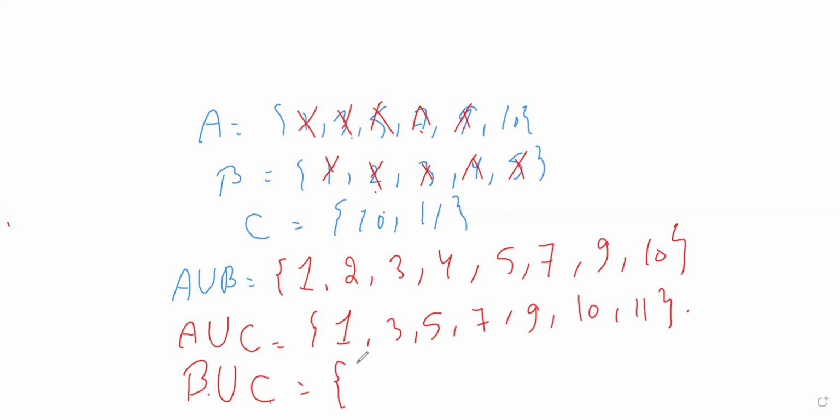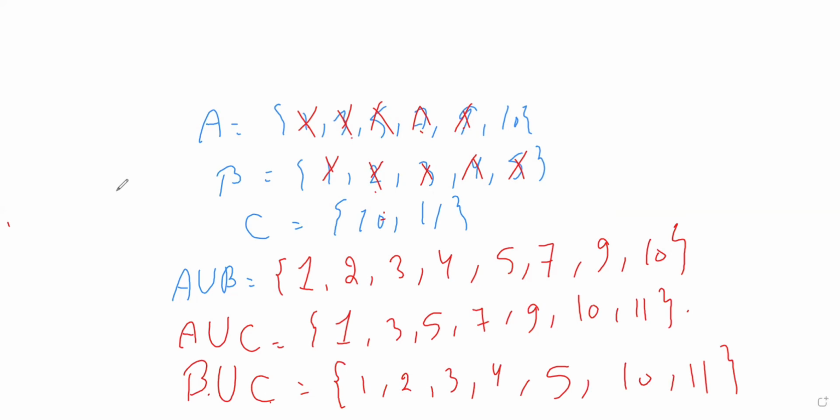For the elements of B, we have 1, 2, 3, 4, 5. Now the elements of C are 10, 11. It's not necessary to order them in increasing order, meaning it's not necessary to arrange them 1, 2, 3. We can write 1, 5, 2, 3, etc. So you can write it the way you want. So this is the union between two sets.